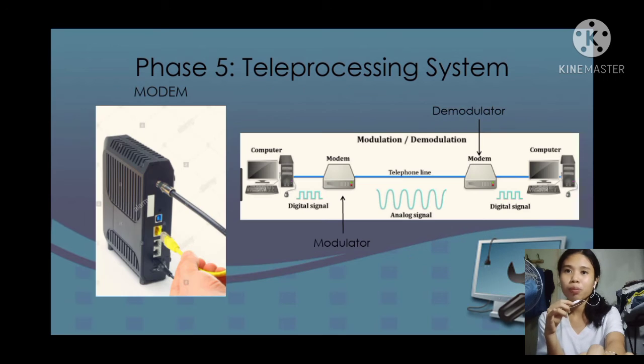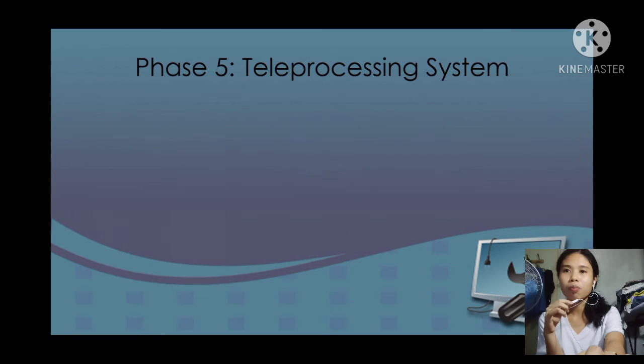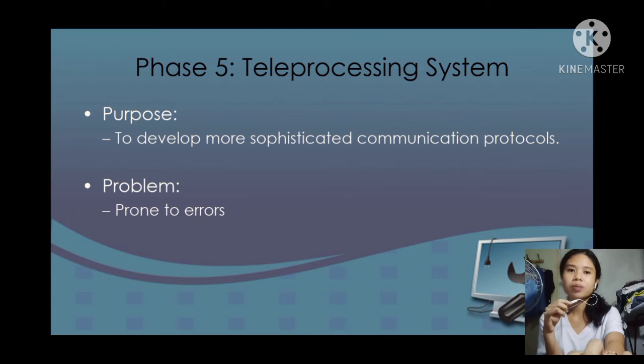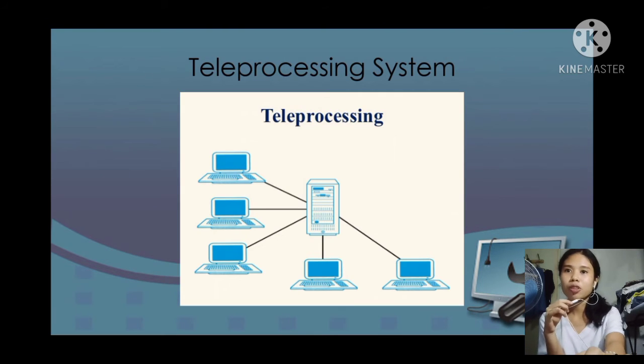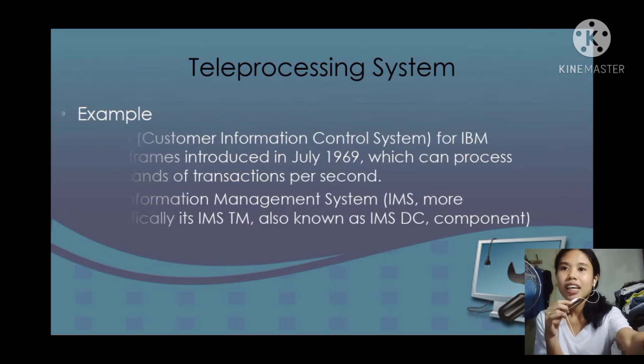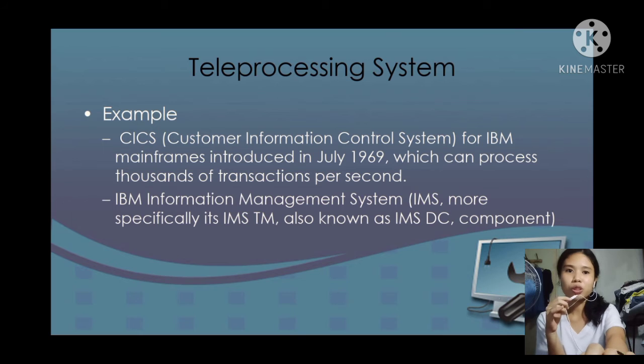So, dito sa picture, ito yung modem. And dito, ito yung modem. At yung modem, it has two process which are the modulation and demodulation. Yung modulation, siya yung nagsisilbing sender. Yung demodulation naman, siya yung nagsisilbing receiver. So, purpose niya to develop more sophisticated communication protocols. And the problem is prone to errors. Ito yung teleprocessing system. Ganito siya nangyayari. Yan, the example nito is the CICS o yung Customer Information Control System.